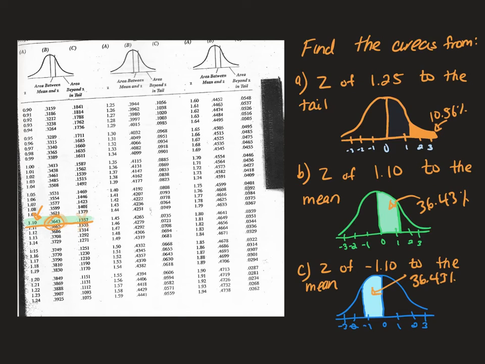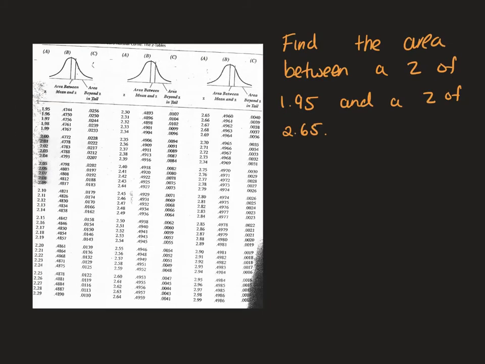So the best way to solve is to always sketch and shade first. That'll help you identify whether you're looking for an area towards the mean or towards the tail, and then you use the graph by looking up z in absolute value. Now we're going to step it up a little.